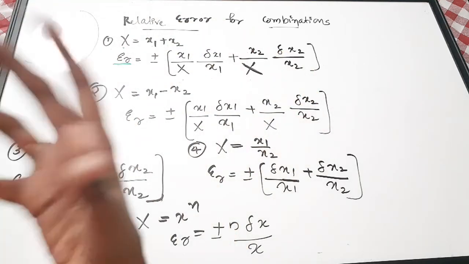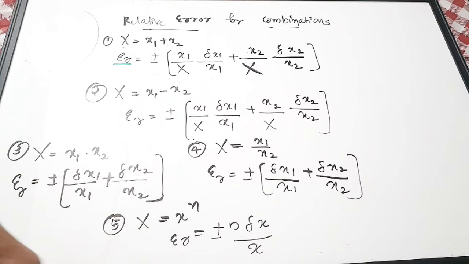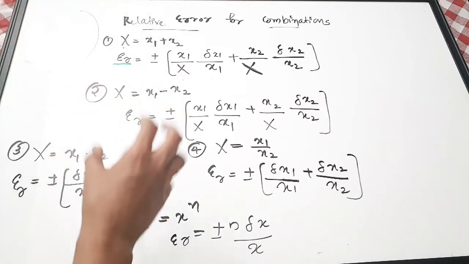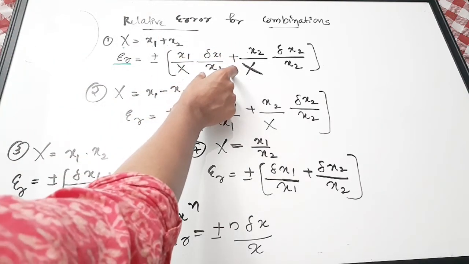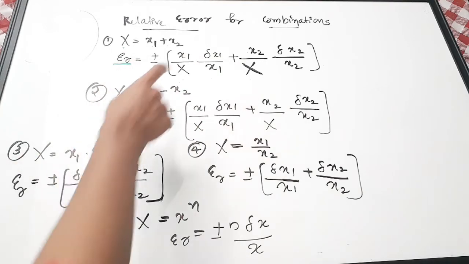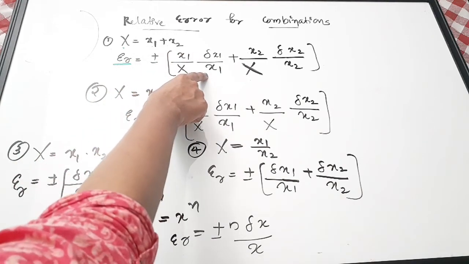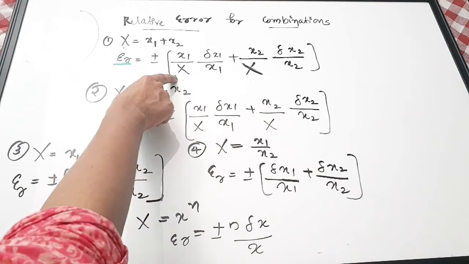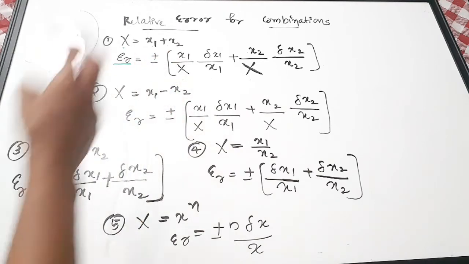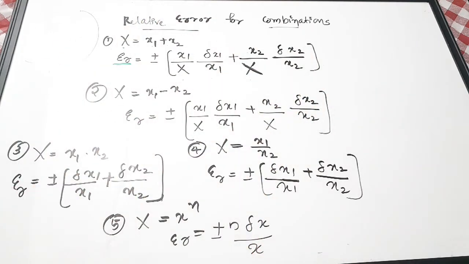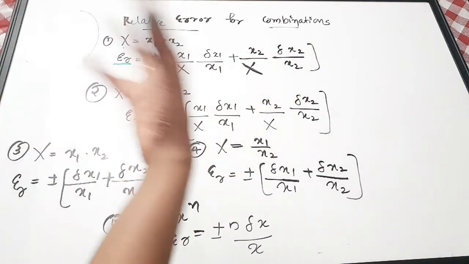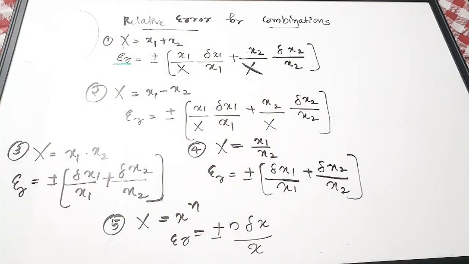So here, just as we said in the definition, relative limiting error is the ratio of limiting error to the value. So this is the limiting error and this is the value, and that gets added to this x1 by X, plus the same for x2. Okay, so this is how the error happens when we are adding x1 and x2.